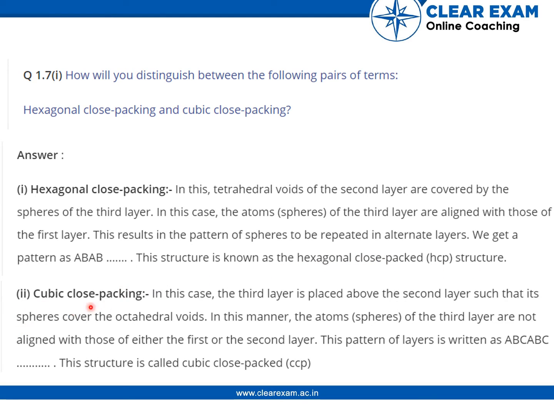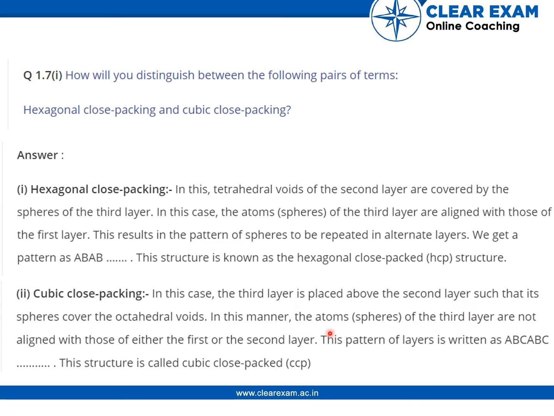Second is the cubic close packing. In this case, the third layer is placed above the second layer such that its spheres cover the octahedral voids. In HCP, the layers were used to cover the tetrahedral voids, and in CCP, the spheres are used to cover the octahedral voids. So, in this manner, the atoms or the spheres of the third layer are not aligned with those of either the first or the second layer.